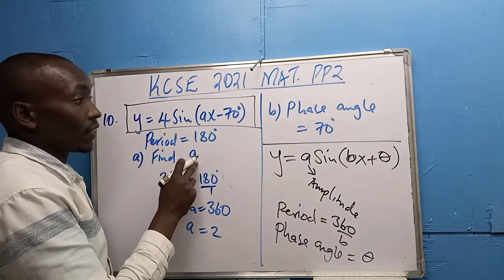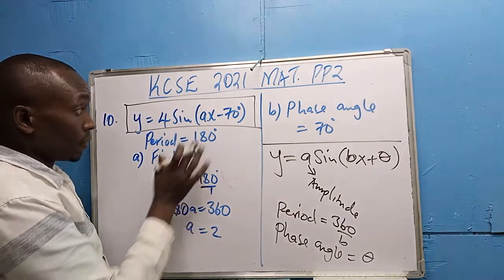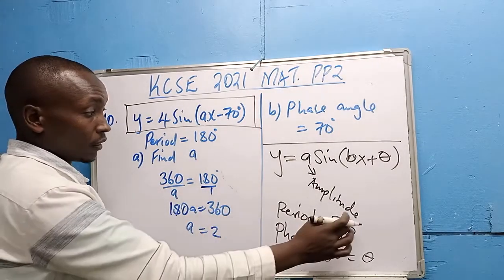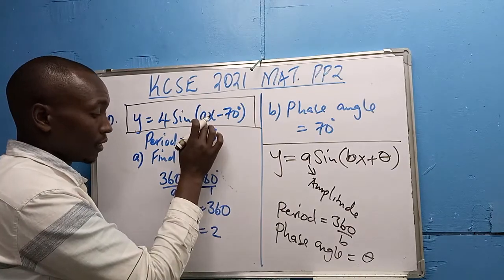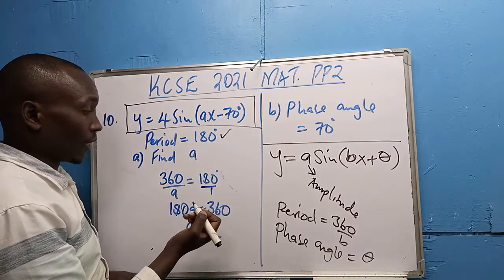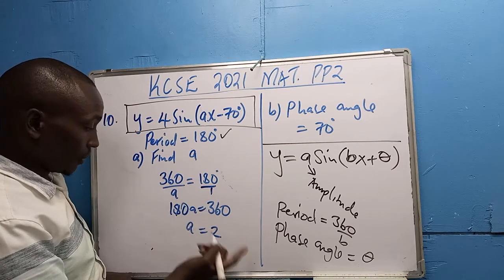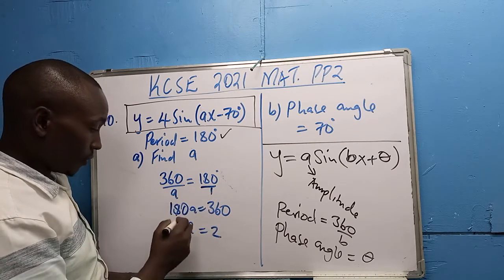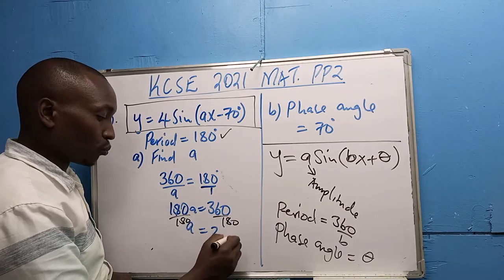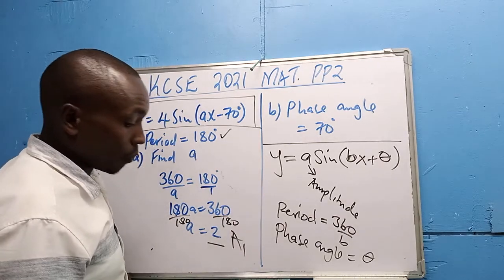Part A, we find the value of A here. As I've said there, this one will help us get the period. 360 over A, whatever is in here, equals 180. The period of the wave has been given. So with 360 over A equals 180, you only need to solve. Cross multiply, then divide by 180. A is 2. And that's where the student scores 1 mark.